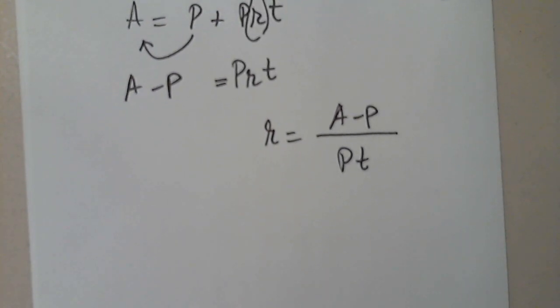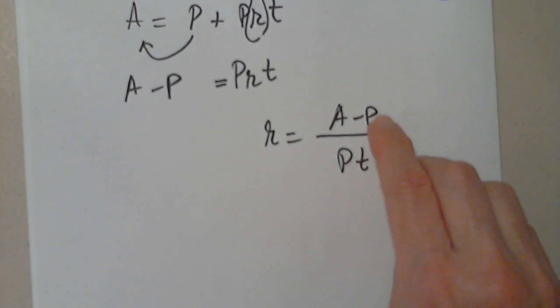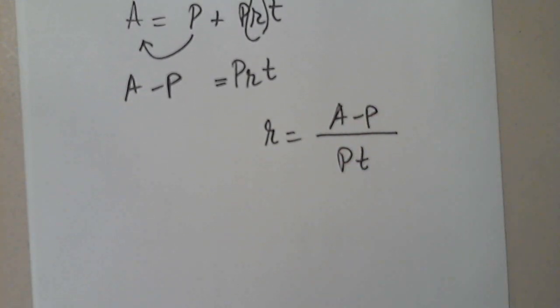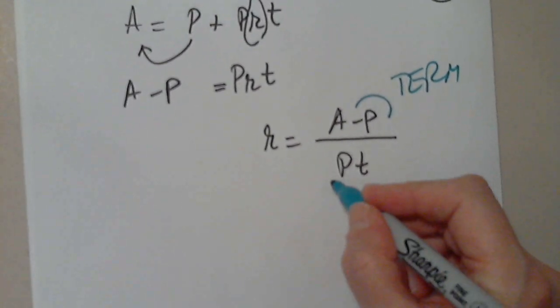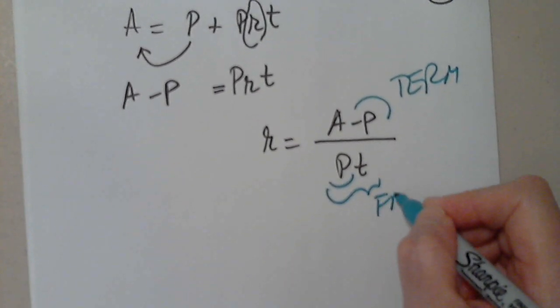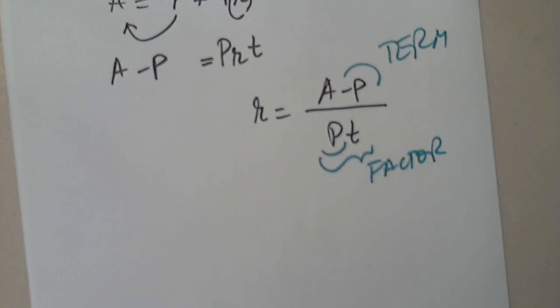Final question and I'll stop. Can I simplify this P with this P? I want to cross these two out. No. No, of course not. Because this is a term and this is a piece of a factor. We can never simplify terms with factors.